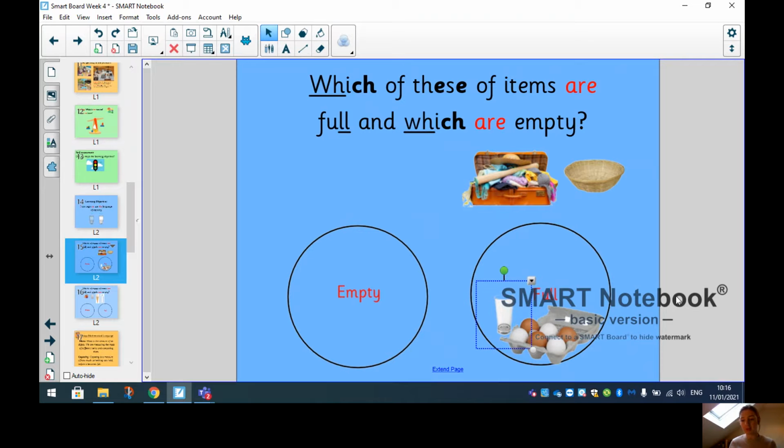I'm really sorry, boys and girls, about this watermark here. I can't get rid of that because I'm not on my smartboard, but I hope you can just ignore that while we're working through our smartboard.